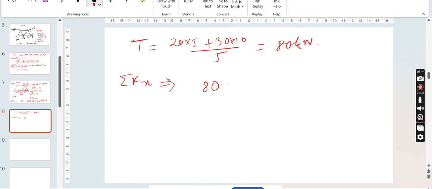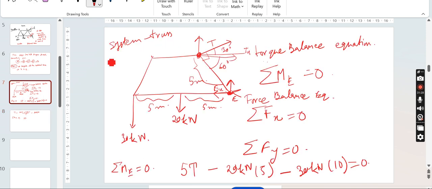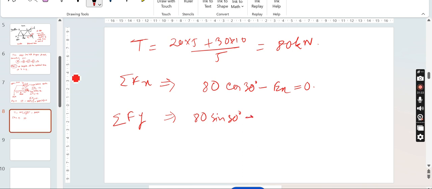So we have T. 80 kilonewton cos 30 degrees minus Ex is equal to 0. And for Y, the Ty component is 80 sin 30 degrees, so 80 sin 30 minus 20 minus 30 plus Ey is equal to 0. From here we will get Ex, and here we will get Ey.